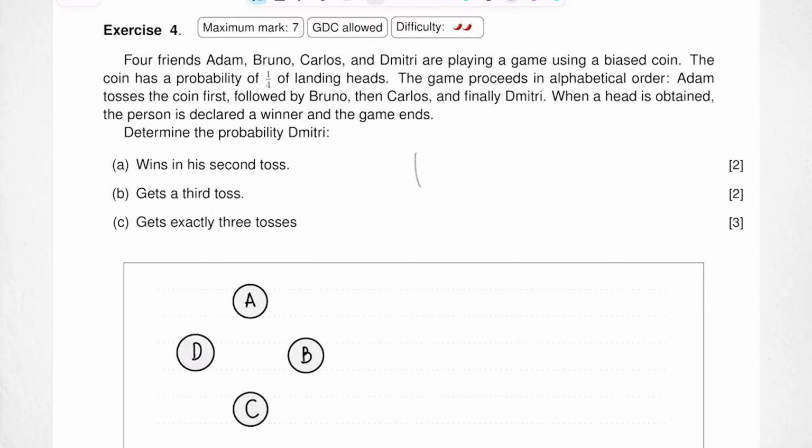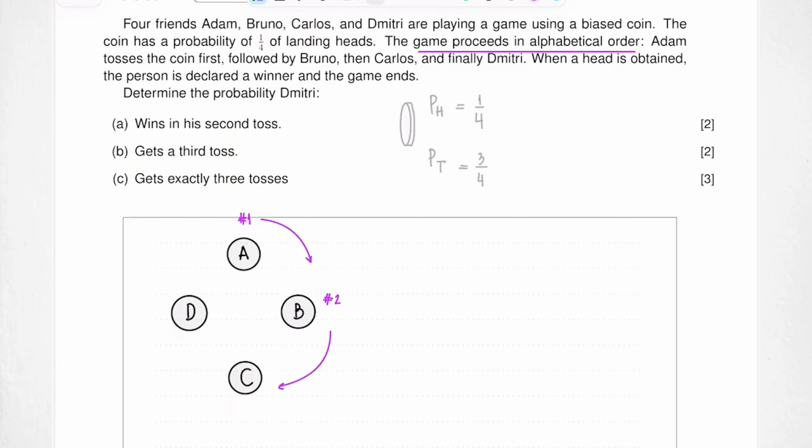And they are tossing a biased coin, one where the probability of landing heads is 1 over 4, which means, of course, that the probability of landing tails is 3 over 4. We know that the game proceeds in alphabetical order, so Adam goes first, and they take turns like this. Whenever heads is obtained, the person is declared the winner and the game ends. So we're going to start with Adam and then go clockwise according to this diagram, of course.